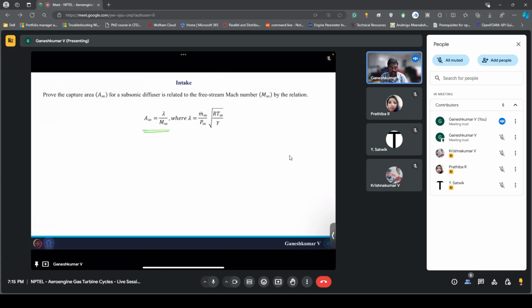This is actually the relation we have here. A infinity is lambda by M infinity, and lambda is nothing but something like this. You can prove this by your fundamental equations. So you have mass flow rate, right? m dot infinity is rho infinity, A infinity times V infinity.